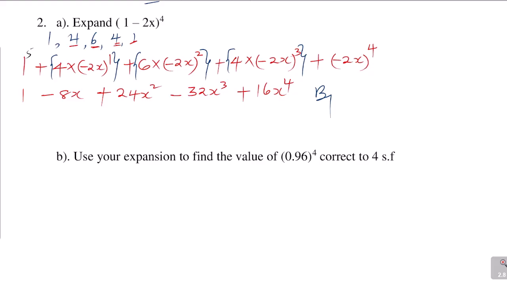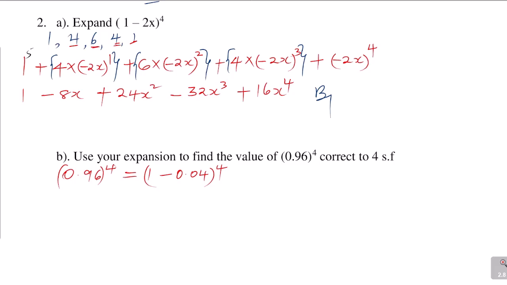So to solve these, there are several ways you can use. The first thing, you can express 0.96 to power 4 in terms of using 2 terms. We simplify it like that, using 2 terms. And this is how you're going to write it. So 0.96 is the same as 1 subtract 0.04.